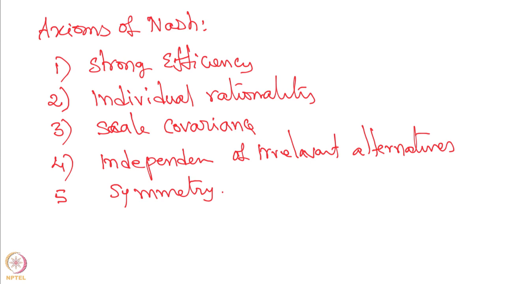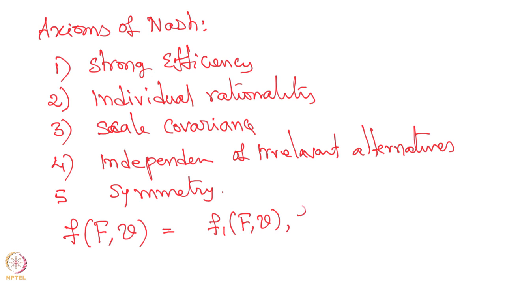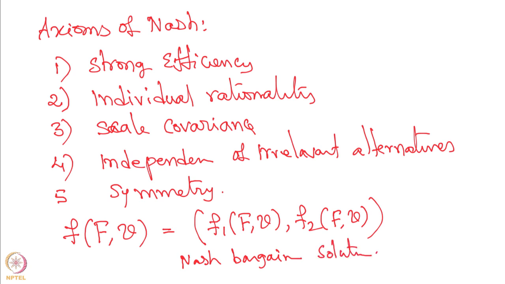Then we need to explain each of them, but let us use the following notation. (F, V) is a Nash bargaining problem. f(F, V) is basically nothing but (f1(F, V), f2(F, V)). This is the solution, the Nash bargaining solution, the concept that we are going to define. So given a problem (F, V), the solution is denoted by f. f is basically the rule giving the solution. Now this particular rule, how we define f(F, V), should satisfy certain axioms, and now we need to explain these axioms. So, what is strong efficiency?